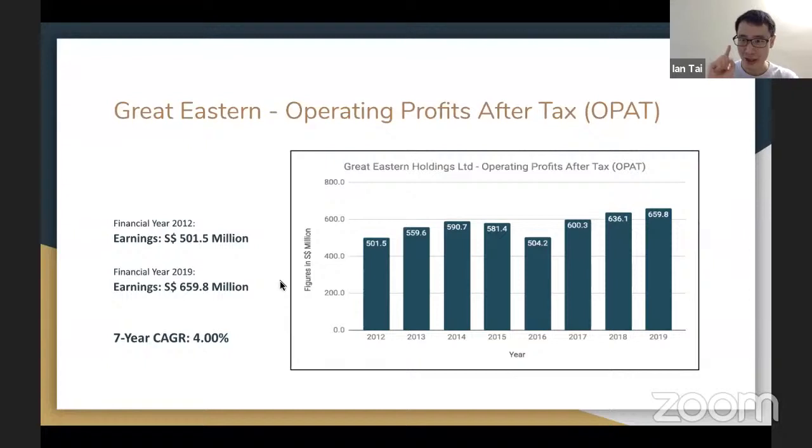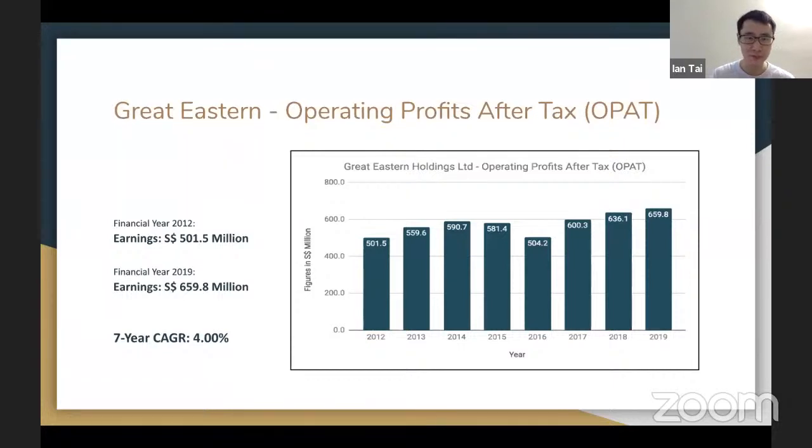And of course, not forgetting, after we have talked about the fund, now we talk about Great Eastern. This is the operating profit after tax for Great Eastern. It grew at a rate of 4%, increased from 501.5 million Singapore dollars to 659.8 million Singapore dollars. So for Great Eastern, the operating profits have been quite stable over the past 7-8 years or so. But of course, the actual profits will really depend, because they are influenced by several factors.